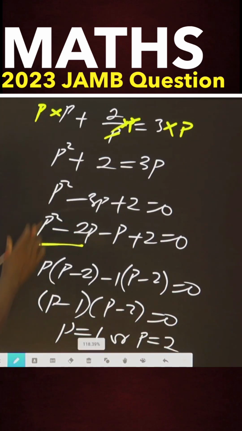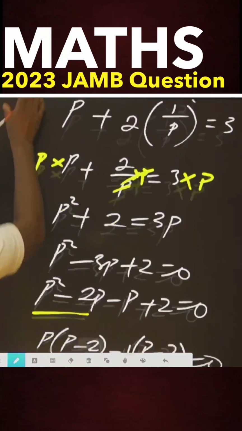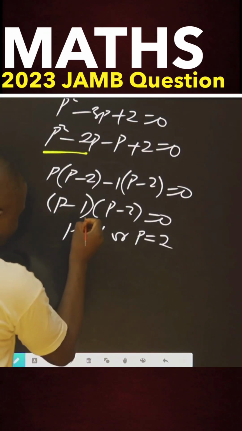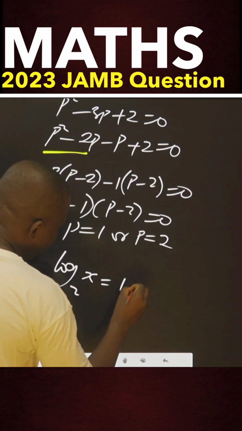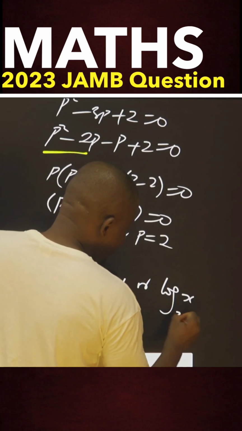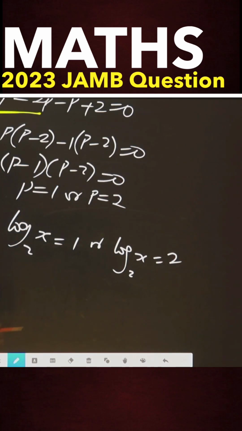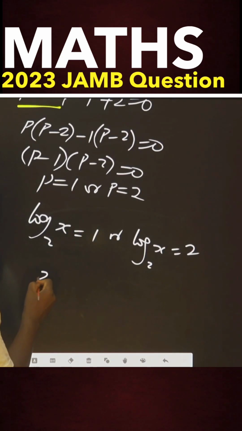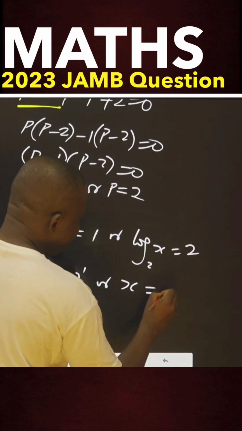But what is p? P was actually this, that is log x to the base of 2. Therefore, we come here to say log x to the base of 2 equals to 1, or log x to the base of 2 equals to 2. Okay? Now, as you can see, we can move this here to change position to have 2 raised to power 1, or we move this here, say 2 raised to power 2.